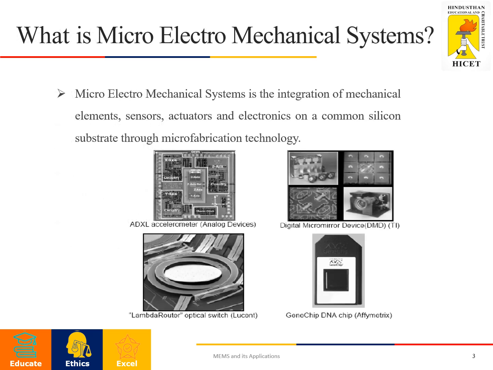First thing, what is MEMS, Micro Electro Mechanical Systems? A Micro Electro Mechanical System is an integration of mechanical elements like sensors, actuators and electronics on a common silicon substrate, like a chip. It is a fabrication of mechanical elements that look like a sensor, and actuators for some purposes, all carried out on the same silicon chip substrate through micro fabrication technologies.